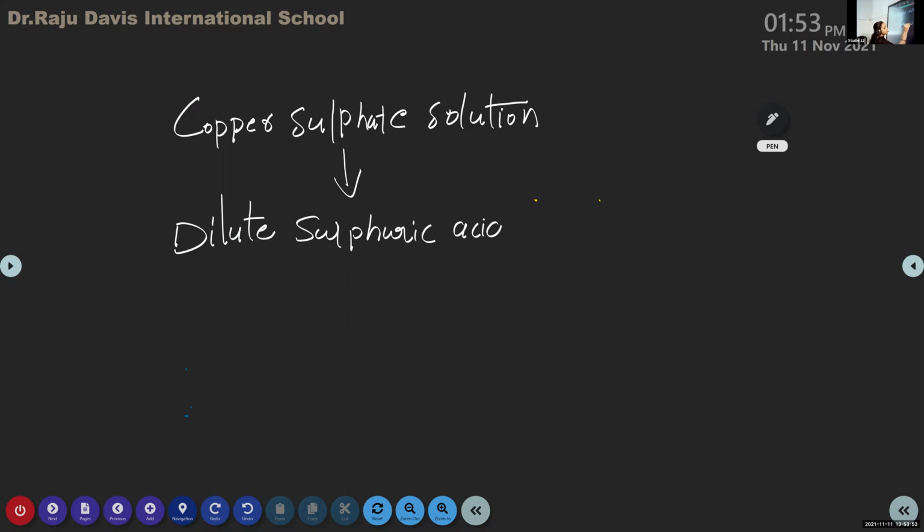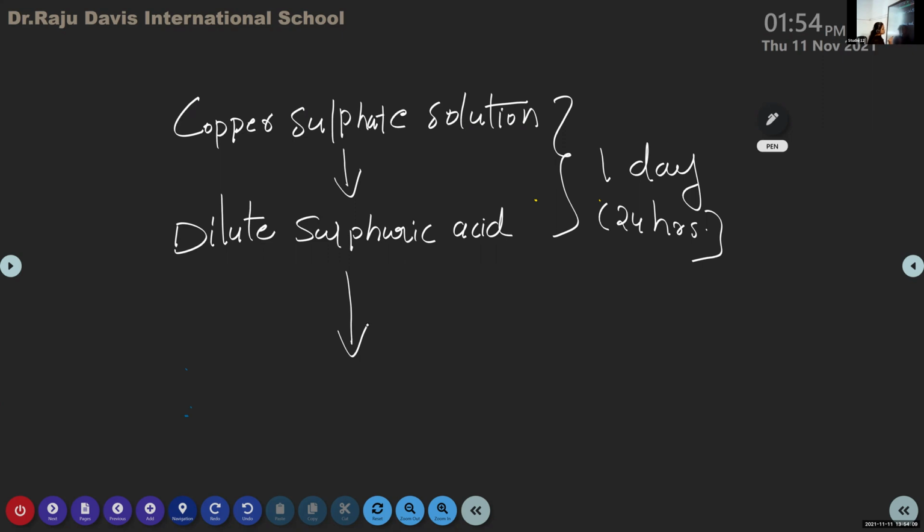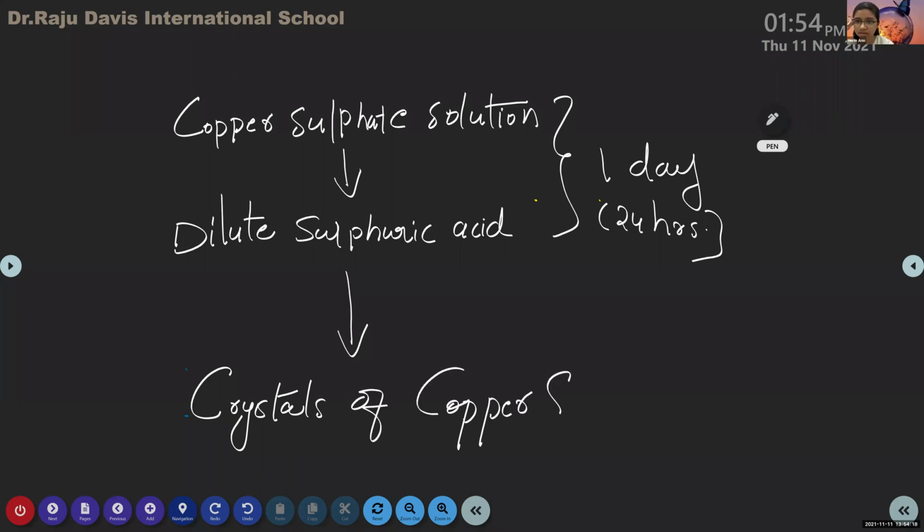Now the copper sulfate solution is mixed with the dilute sulfuric acid and kept for 1 day, 24 hours. Then it results in crystals of copper sulfate. Copper sulfate is blue in color, right? Yes. Beautiful blue crystals of copper sulfate.